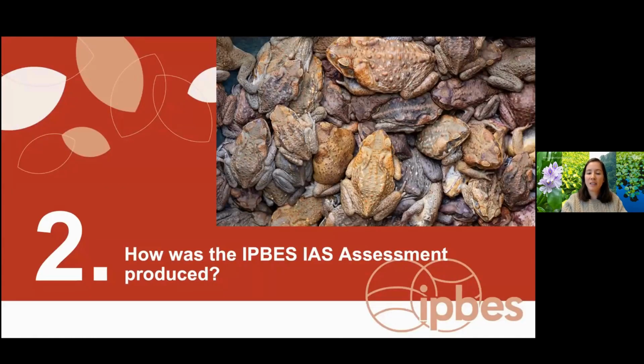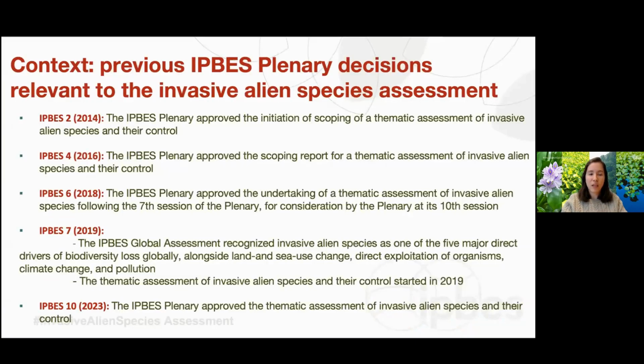Focusing on the IPBES-IS assessment, how was the assessment produced? Well, this is just to show you that most of you only hear about assessments once they're launched, but there's a long history for every one of the assessments. For instance, in the case of the invasive alien species assessment, this idea was first brought up in IPBES 2 in 2014. It was launched in IPBES 7 in 2019 and only released and publicly available from IPBES 10 in 2023.